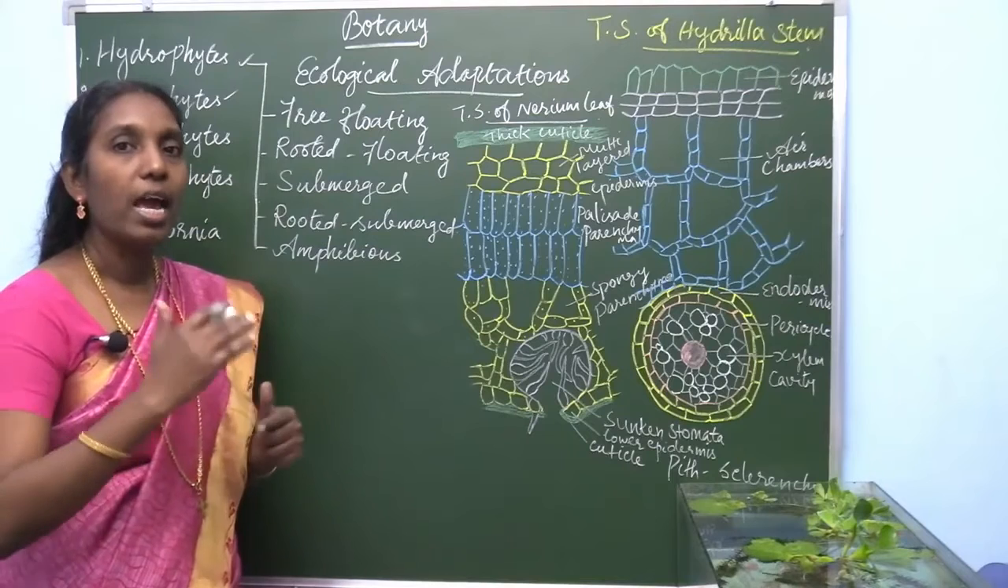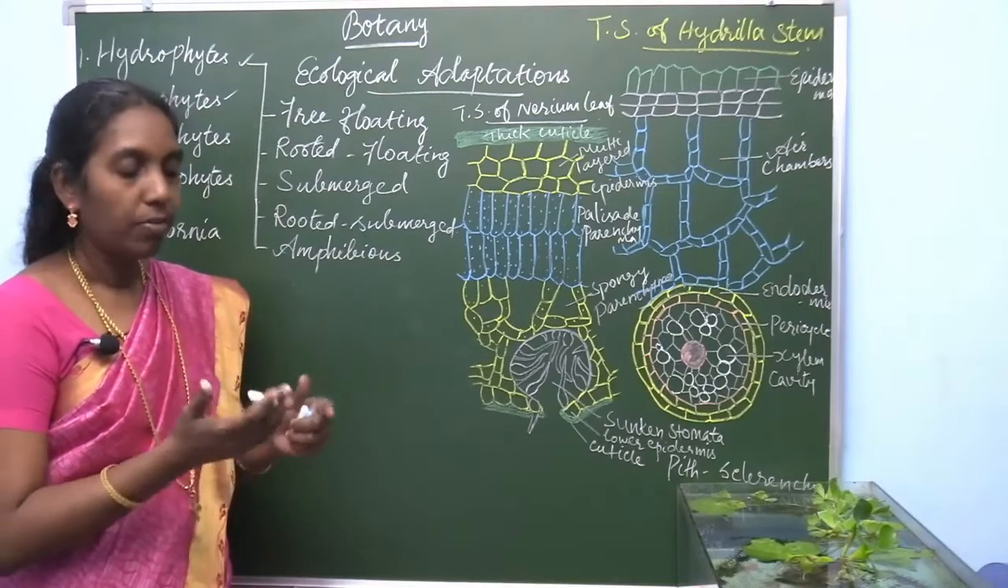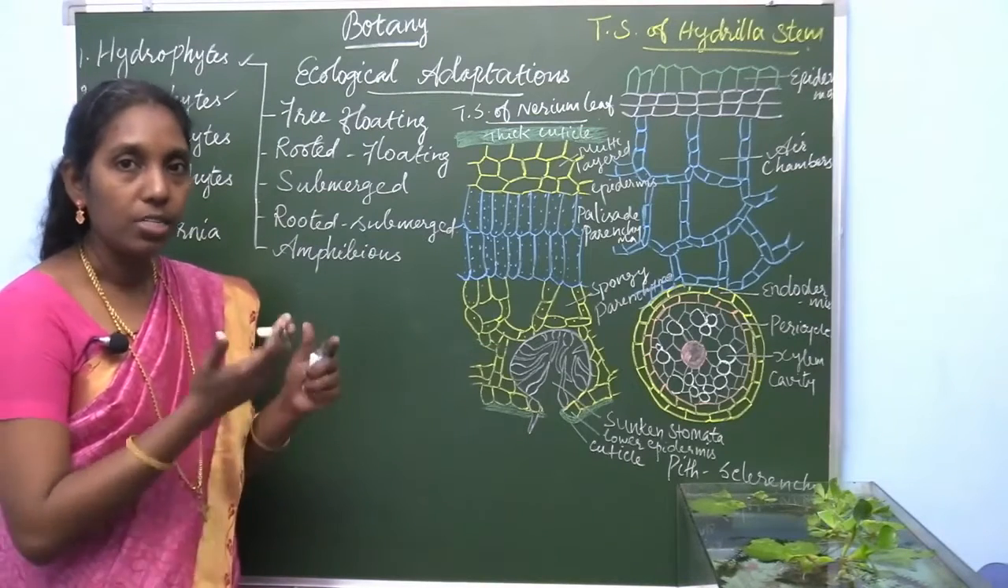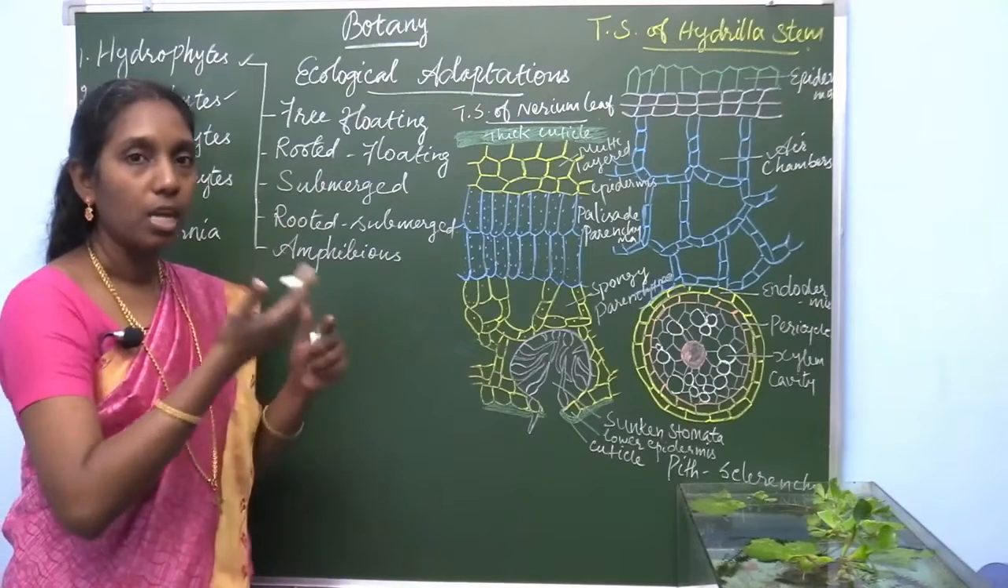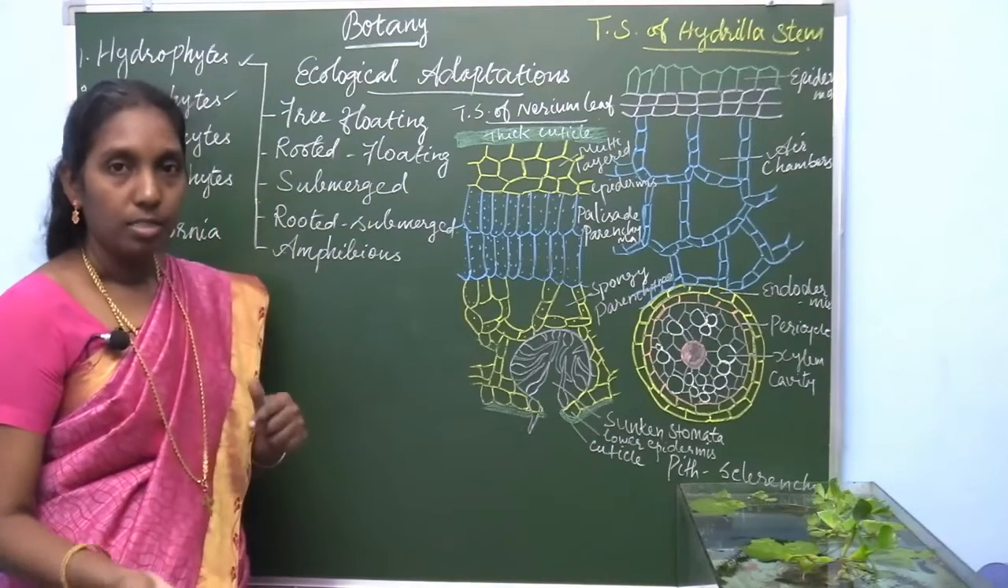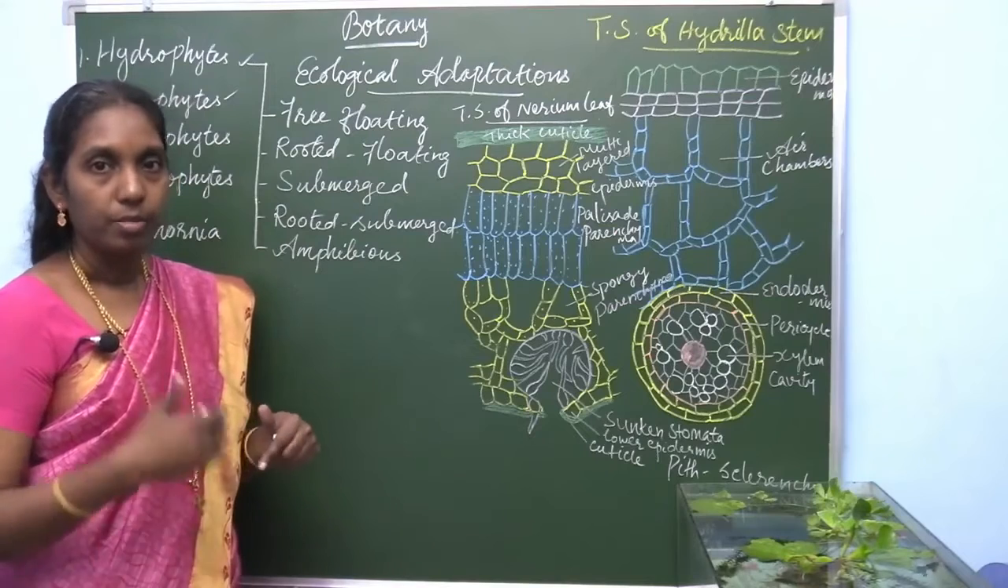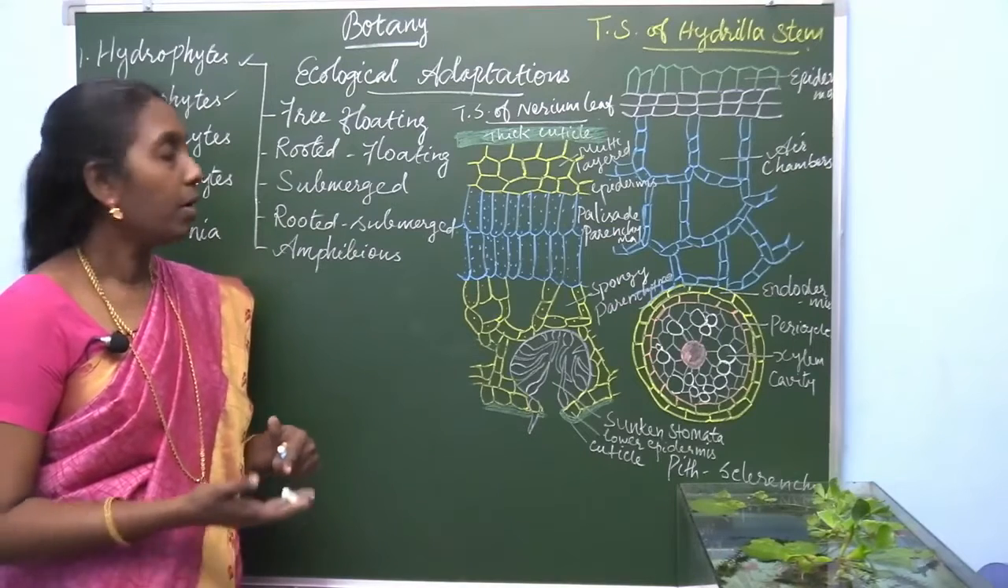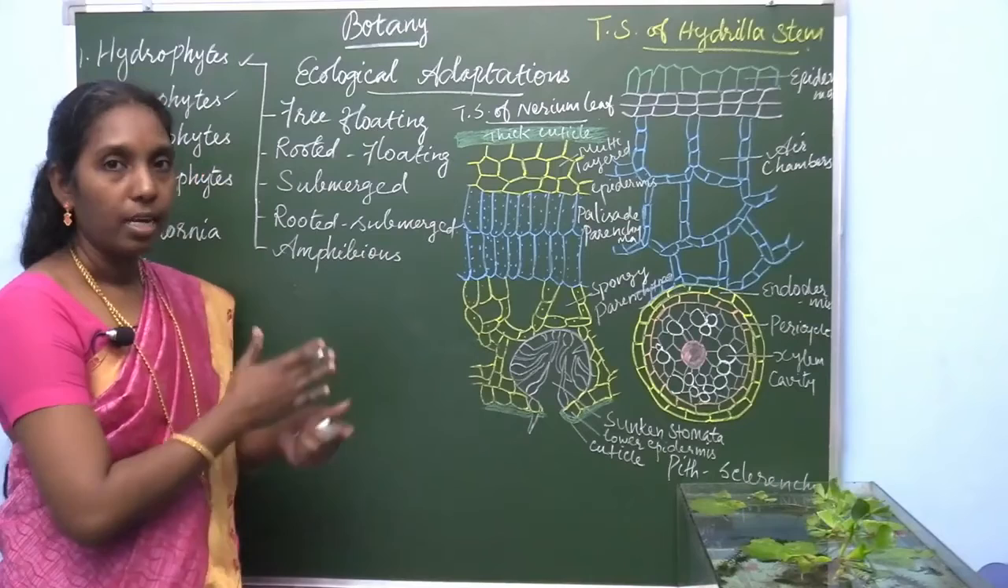So it lives in the shallow water, where the depth of the water is very less. In the shallow water, half of the plant is present in terrestrial form, in the soil, outside the aquatic ecosystem, and the other part is inside the water.